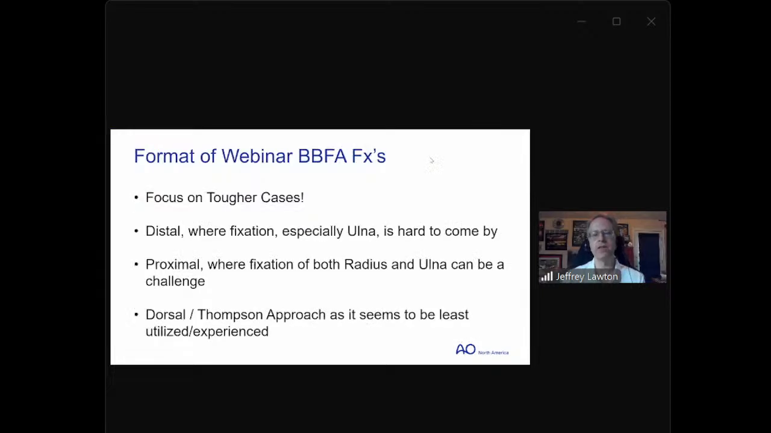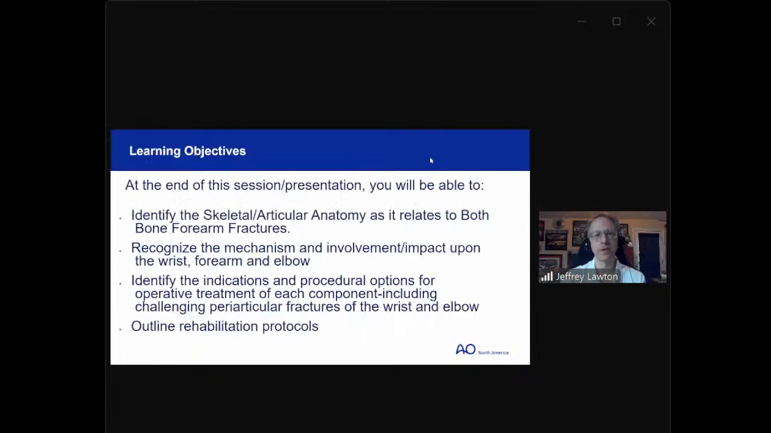Specifically, I've asked the faculty to focus on some tougher cases: those distal cases where fixation, especially in the ulna, can be hard to come by, and proximal cases where fixation in both the radius and ulna can be a challenge. And then I'll tackle the dorsal or Thompson approach, as it seems to be the least utilized and something that some people don't have much experience with.